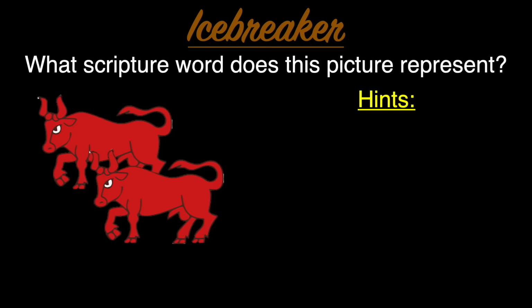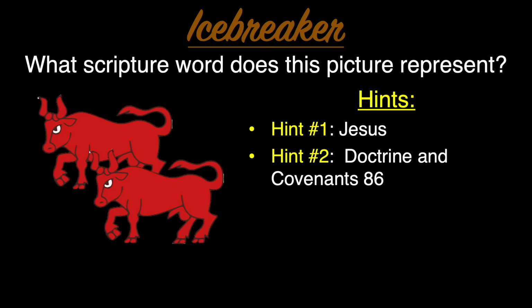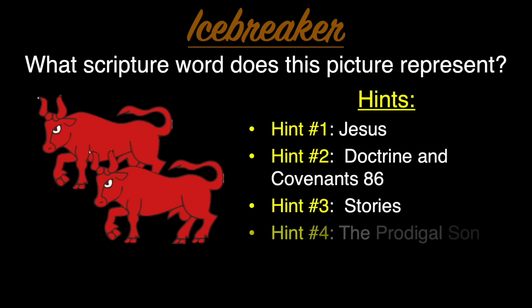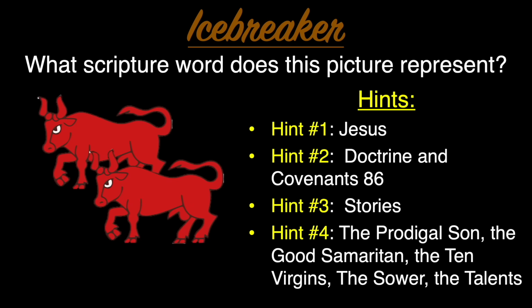Hint number 1 is Jesus. Hint number 2, Doctrine and Covenants, section 86. Hint number 3, stories. And then hint number 4, the prodigal son, the good Samaritan, the 10 virgins, the sower, the talents. And hopefully that was enough for you to get it.